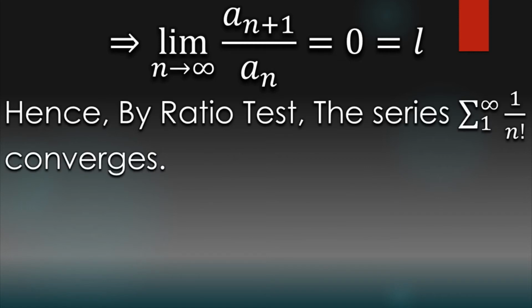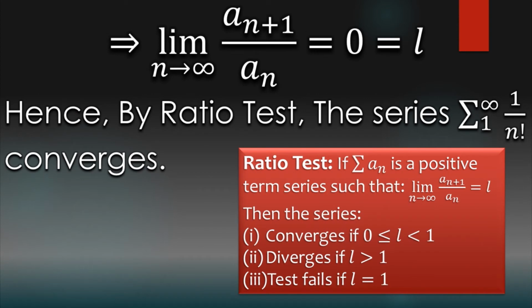Hence, by the ratio test, the series 1 by n factorial converges because our limit is equal to 0. And the ratio test says that if the limit is equal to 0, the series converges. Now move on to the next test, which is the comparison test.